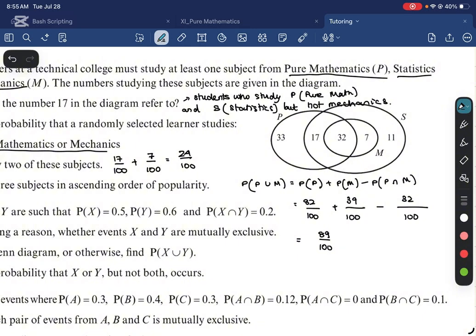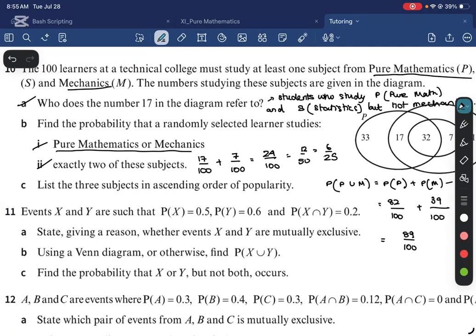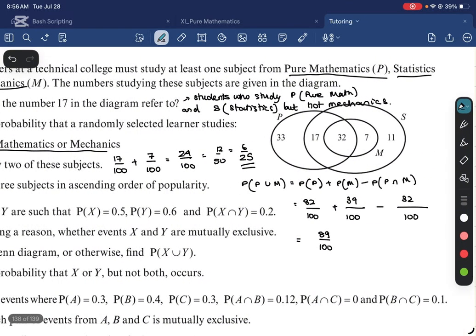All right, and you can simplify this further. You can write this as 12 over 50, which becomes 6 over 25. All right. So that is the solution to part 2. And list the 3 subjects in ascending order of popularity.